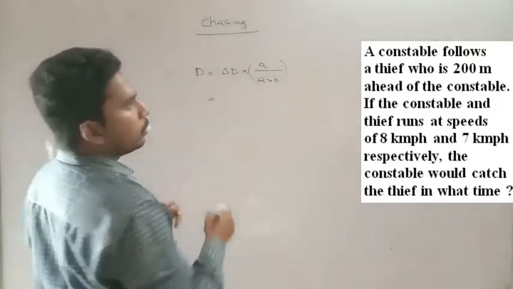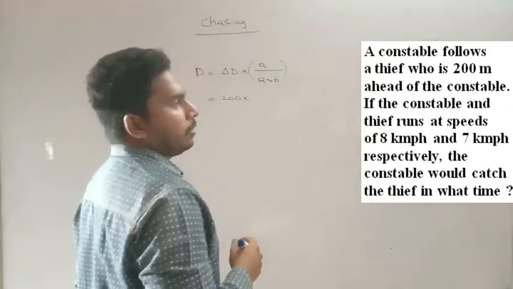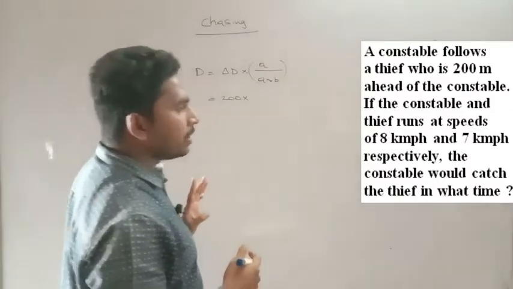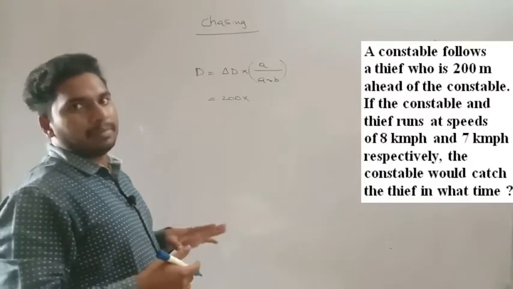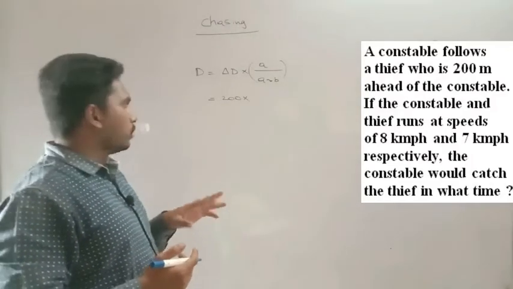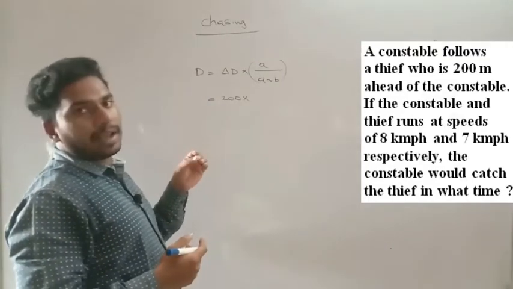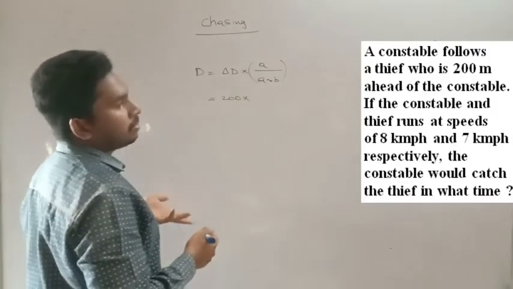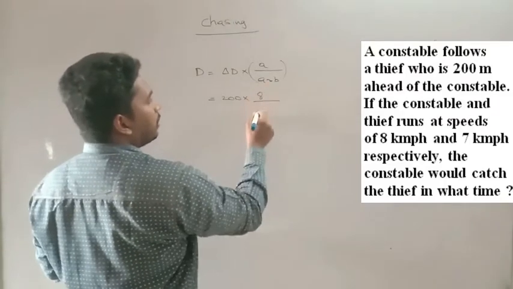As per the question, 200 meters is the ΔD value ahead of the constable. If the constable and thief run at speeds of 8 and 7 respectively, how much time will the constable take to catch the thief? So they are asking the time. Time is the same for both the constable and the thief, right? So you can take A as you like. Here I can take this as the constable.